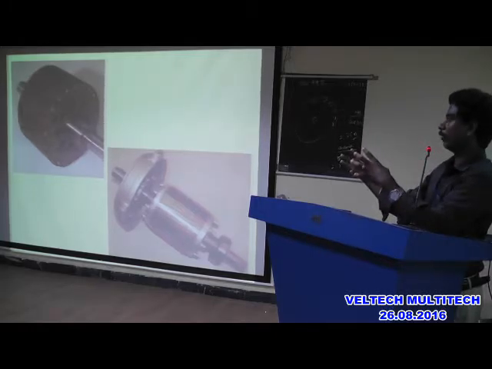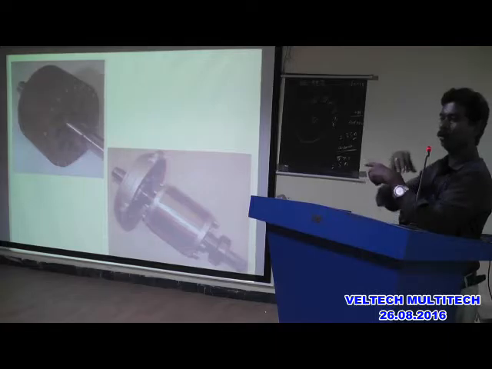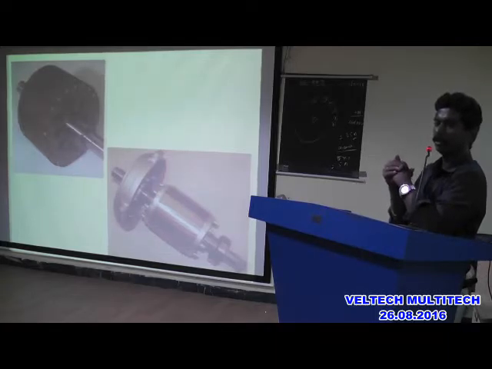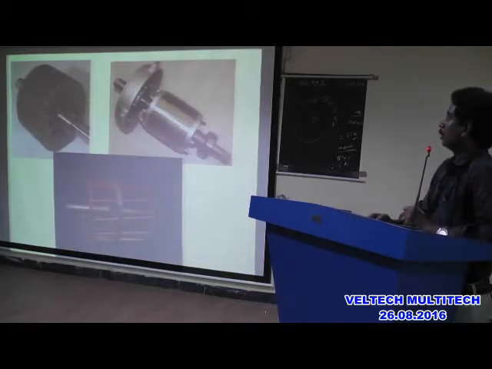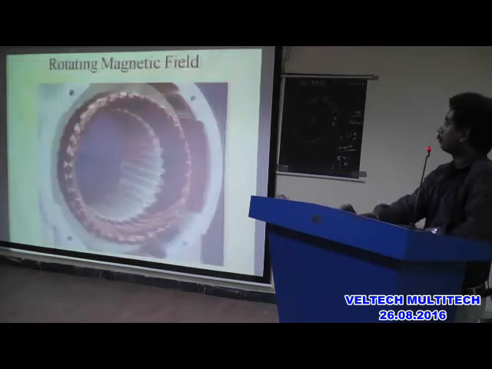Then on both sides you can have the end ring, to close the rotor winding. Okay, so this is the construction of the rotor. So here this is one end ring and this is one end ring. Two end rings. These two end rings close the rotor winding.